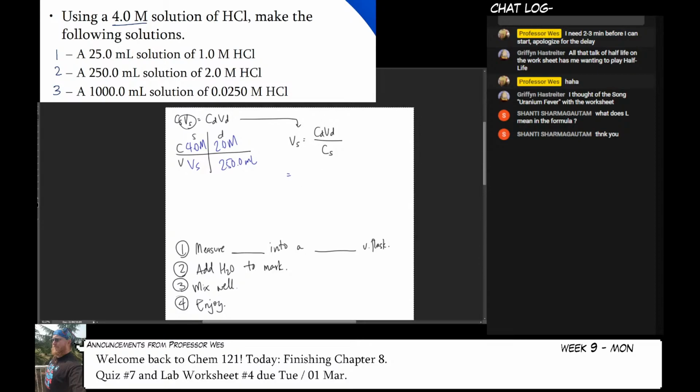So let's do the calculations the same way. So 2 moles per liter, the volume of dilute would be 250, and the stock concentration would be 4. So this would be 125, but I only get 2 sig figs, so it'd be 130 milliliters. And so we'll just put that in here. So measure 130 milliliters of 4.0 molar HCl into a 250 milliliter volumetric flask. There you go.